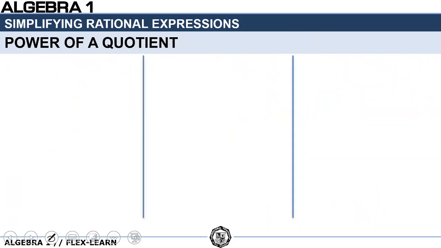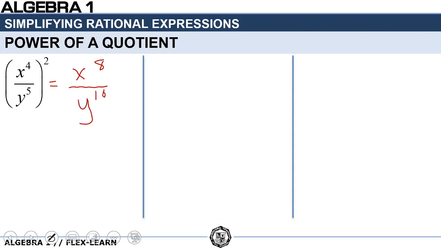Okay, let's take a look at some examples. x to the 4th over y to the 5th, all raised to the 2nd power. Why don't you try that real quick? I'll pause here and you can give it a shot. Okay, you should get x to the 8th power divided by y to the 10th power.